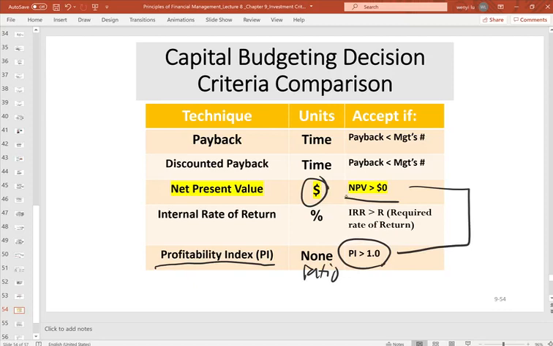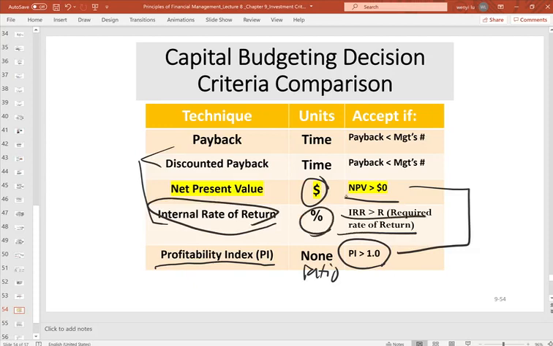And we also have the other methods, right? The internal rate of return is a percentage. This one must be more than the required rate of return, or you can say more than the cost of capital you raised for this project.